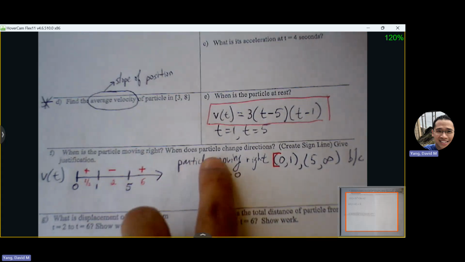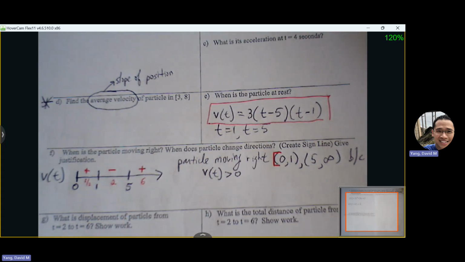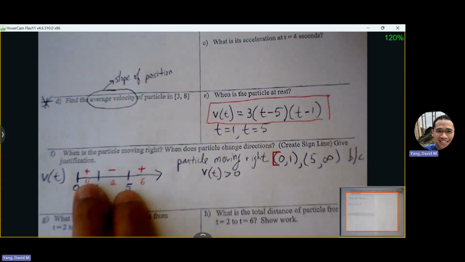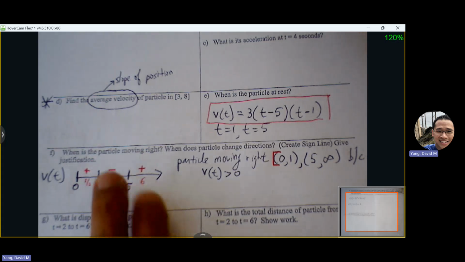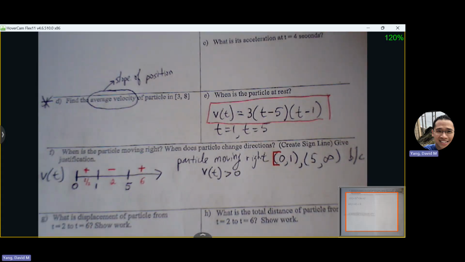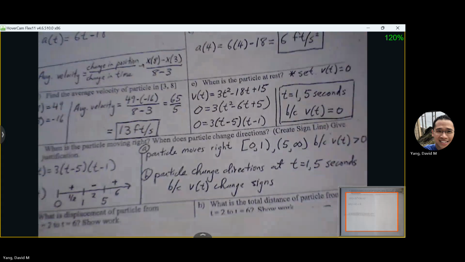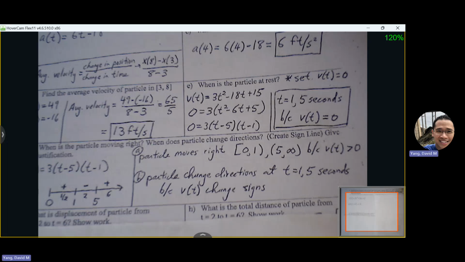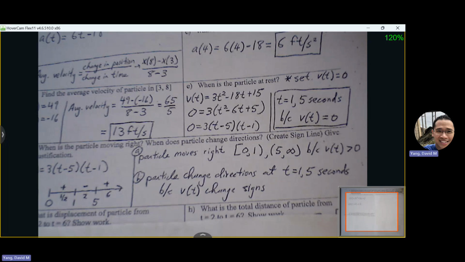Okay, when does the particle change direction? The particle changes direction at t equals 1 and 5 seconds, because v of t changes signs.